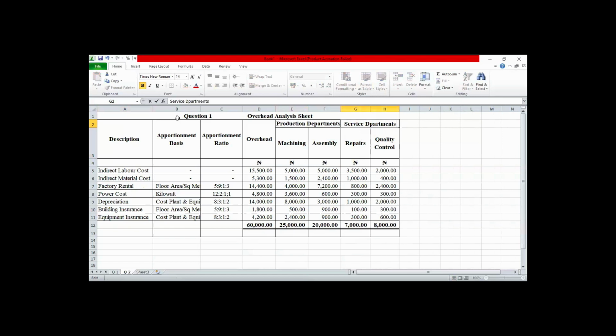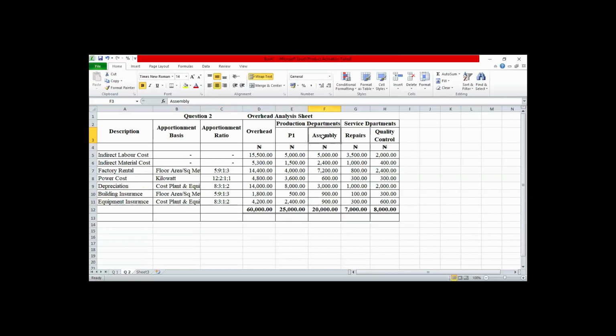Now let's change those areas we need to change. Question 2. Distribution is still there. Apportionment basis is going to be there. Apportionment ratio is going to be there. Overhead will be there. But the department name will change. We have P1. Is that not so? Is that not what we have? It is, sir.